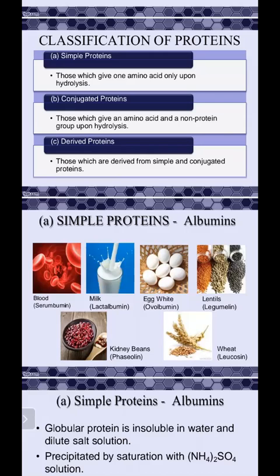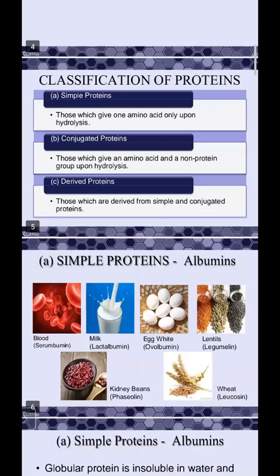Did you understand what a simple protein is and what a conjugated protein is? What is the difference between them? Yes, ma'am. Okay, so what do we mean by simple protein? Only amino acids upon hydrolysis. And what are conjugated proteins? Please mute yourself. They give amino acids as well as a non-protein group upon hydrolysis. And whatever is derived from simple or conjugated proteins will come under derived proteins. Okay, so now first we are going to discuss simple proteins.